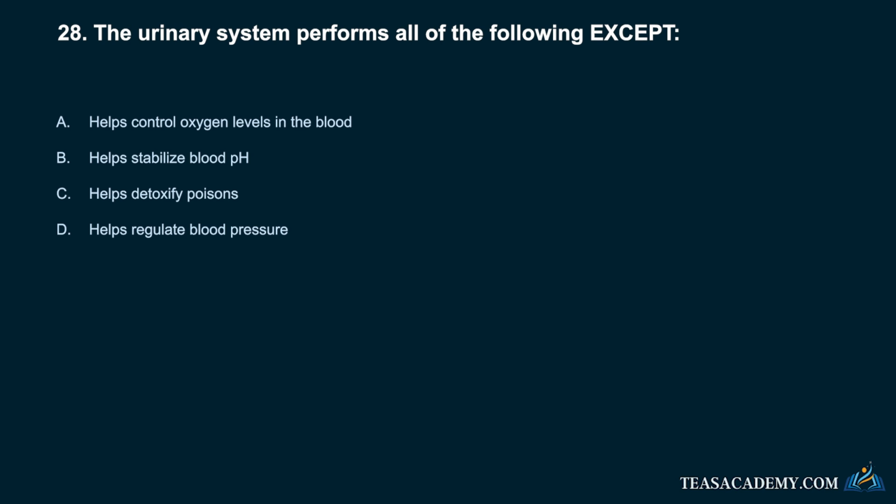28. The urinary system performs all of the following except: A. Helps control oxygen levels in the blood. B. Helps stabilize blood pH. C. Helps detoxify poisons. D. Helps regulate blood pressure. Correct answer, A. Helps control oxygen levels in the blood.